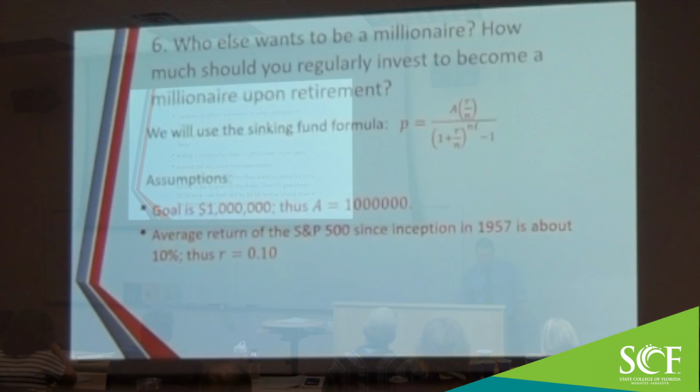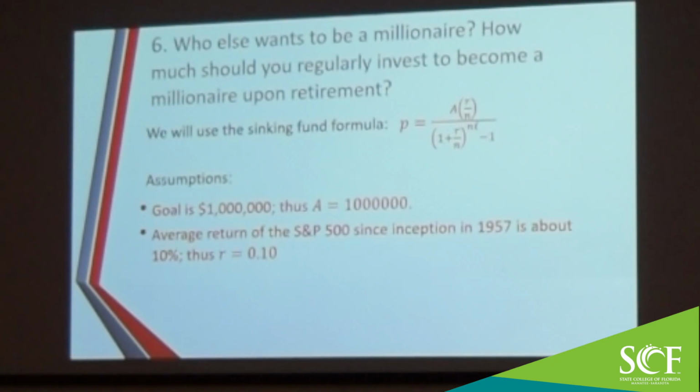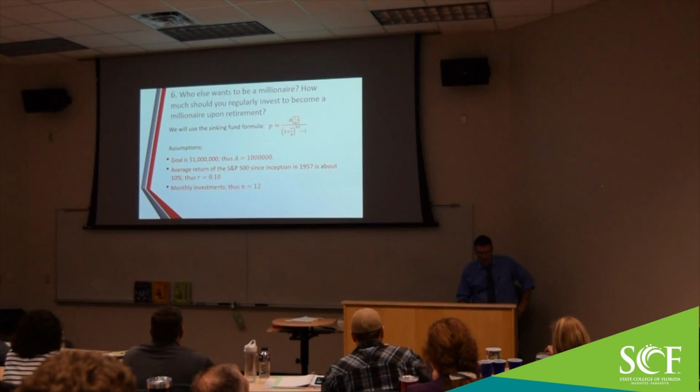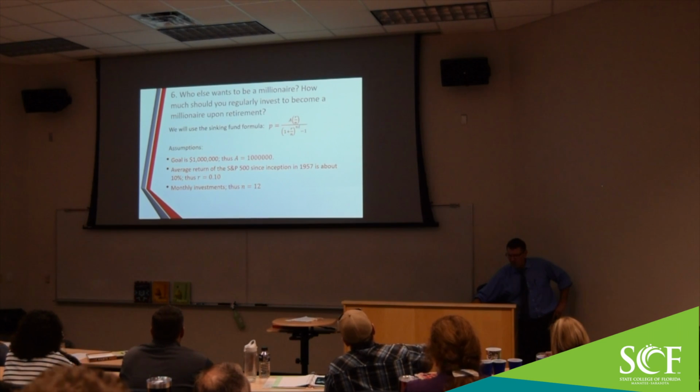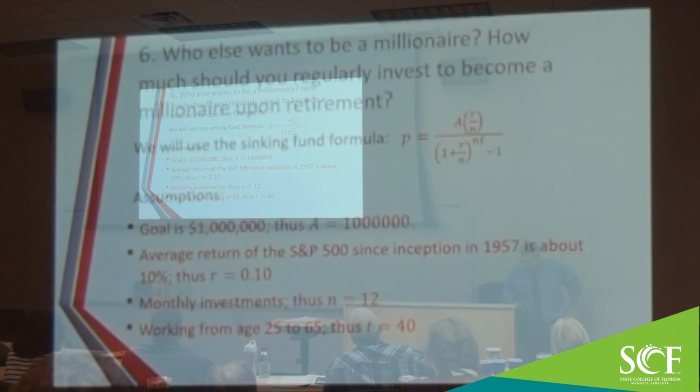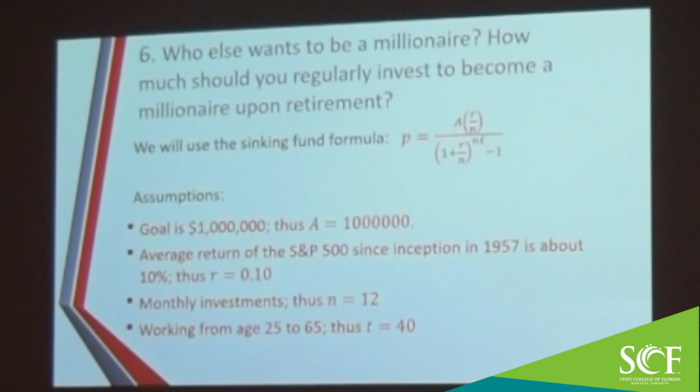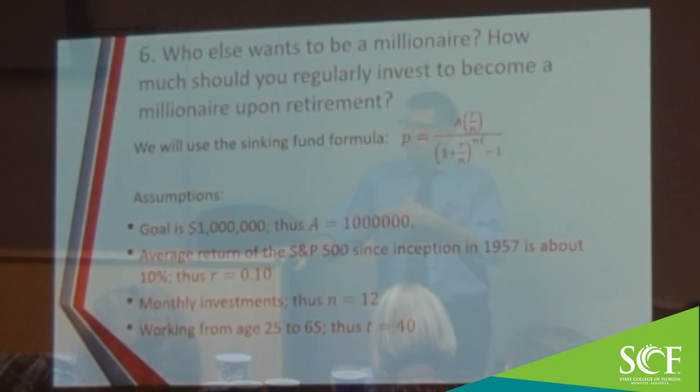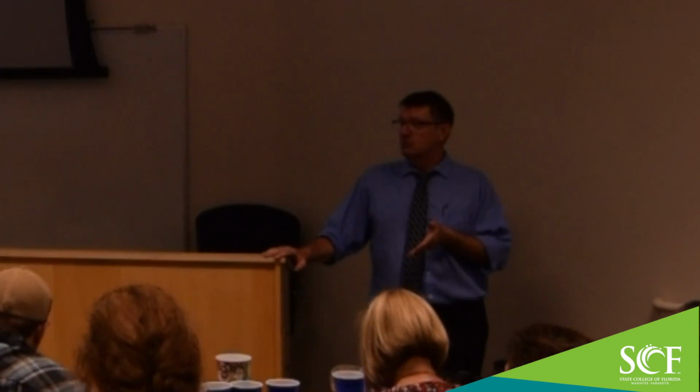So anyway, the average of the S&P since 1957 when it was started was about 10%. And it's still about 10%. Even with ups and downs, it has to change quite a bit for that number to change because it's got a long history. You're going to use monthly investments, so we have 12 for N. And then we're going to assume a working age from 25 to 65. So assuming somebody graduates from college, starts a real job at age 25, works for 40 years, and then retires.